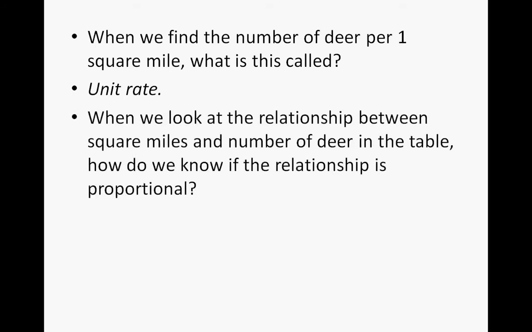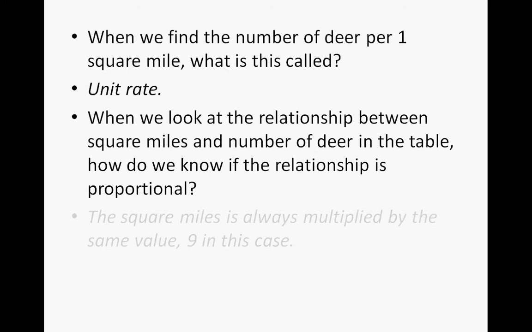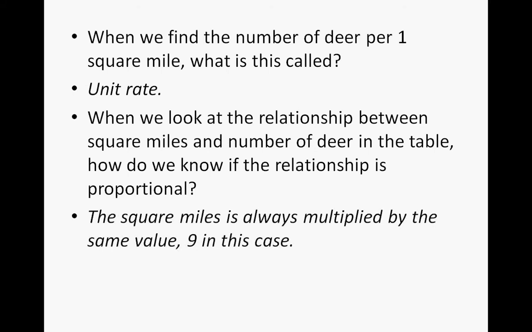When we look at the relationship between square miles and the number of deer in the table, how do we know if the relationship is proportional? So look at your table. How do you know that? First of all, is it proportional? And if so, how do you know? Well, the square miles is always multiplied by the same value, which is 9 in this case.